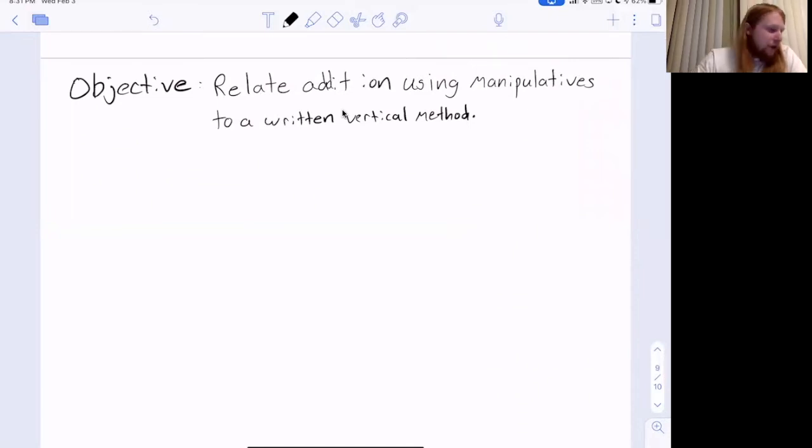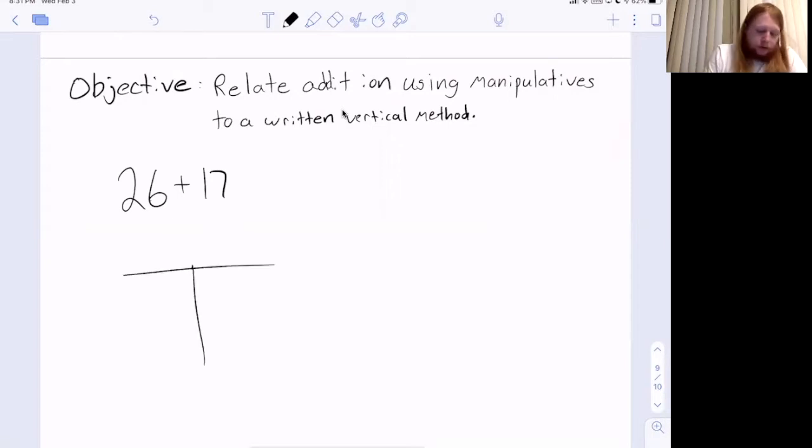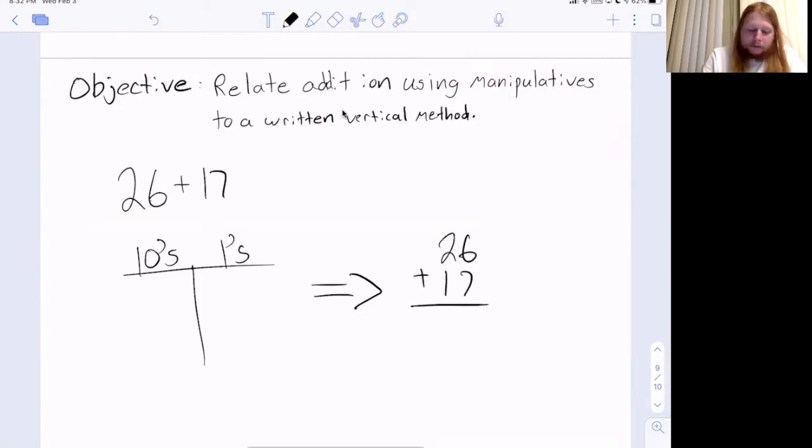All right, so I'm going to draw or write a math equation. So we have 26 plus 17. So we're going to draw that chart we've been drawing, so we have our tens and our ones. But now I'm going to show you what this looks like in a vertical format. Vertical means up and down. So we have 26 and we're going to have the 17 right under it.